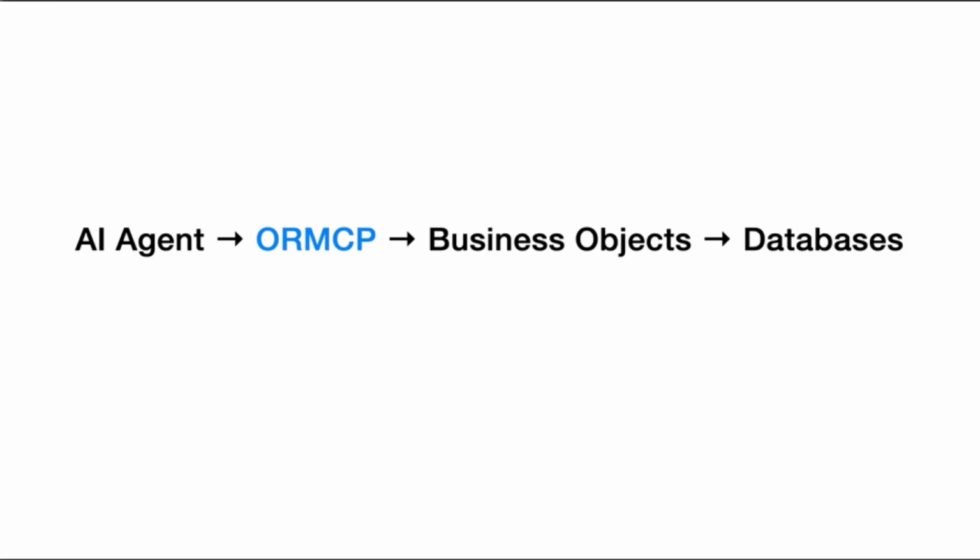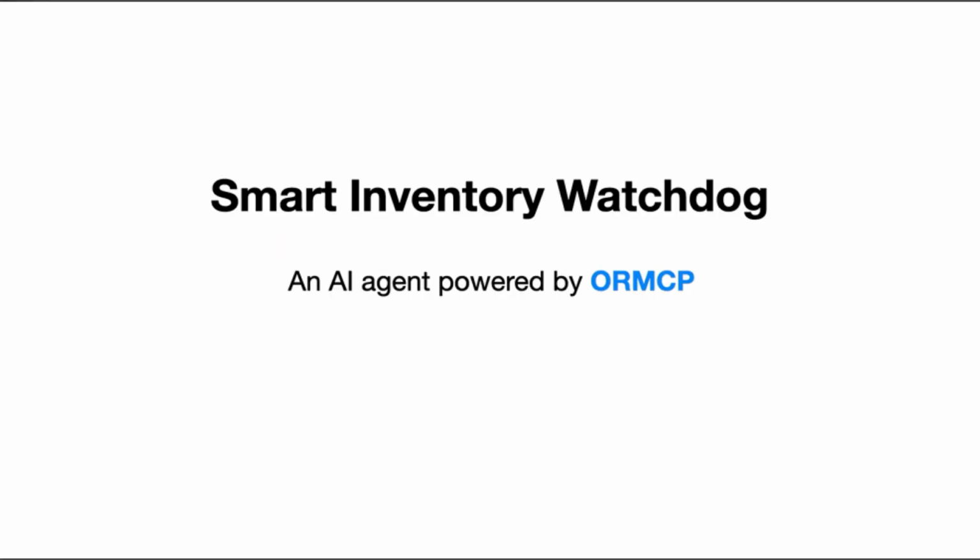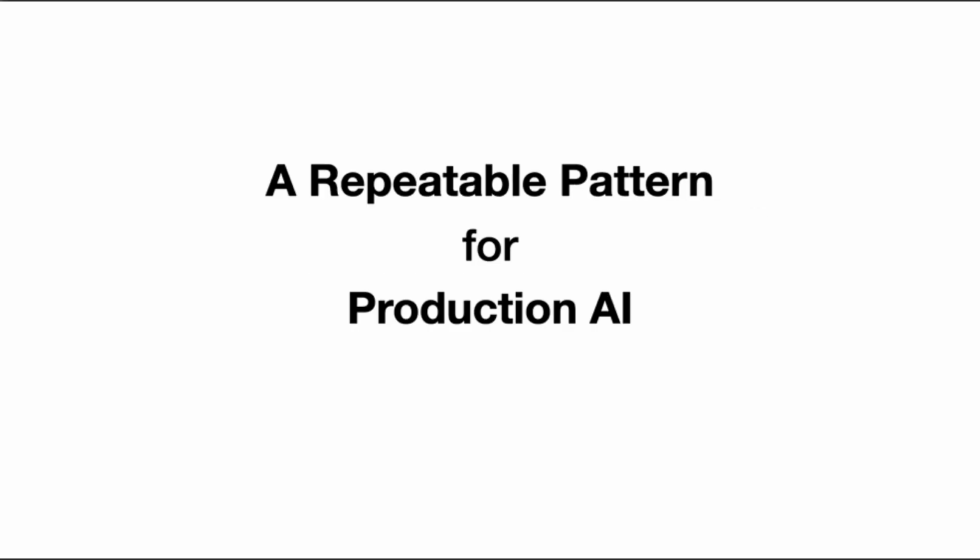tables. So in this explainer, we're going to walk through how ORMCP works, why data modeling is frankly more important than ever for AI systems, and how this idea of token efficiency really changes how these agents behave. To make all this concrete, we're going to ground it with a real example, a Smart Inventory Watchdog. This is an AI agent that's constantly monitoring e-commerce inventory, and it does it using ORMCP and a RESTful Gilhari microservice. The point isn't just this one use case. It's a repeatable architectural pattern for building scalable, production-ready AI applications.